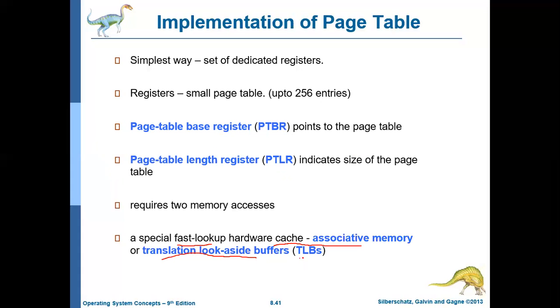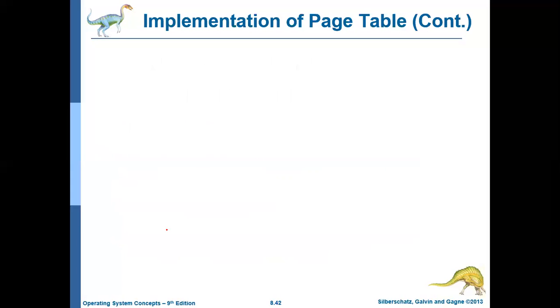TLB stands for translation look aside buffer, and this is a special, small, and fast lookup hardware cache. It's a cache memory, so it will be a part of the cache memory. Let us understand how TLB works.